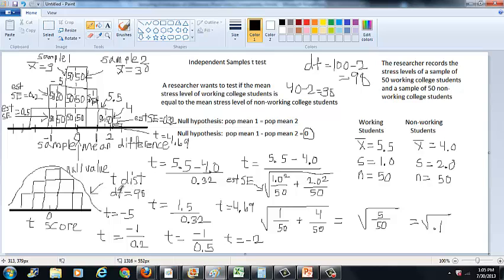And when the degrees of freedom is a higher number, then the t-curve is more bell-shaped and closer to a normal curve. When the degrees of freedom is a lower number, meaning you have smaller sample sizes, the t-curve is still symmetric, but it becomes shorter, with a shorter peak and flatter tails than a bell curve.